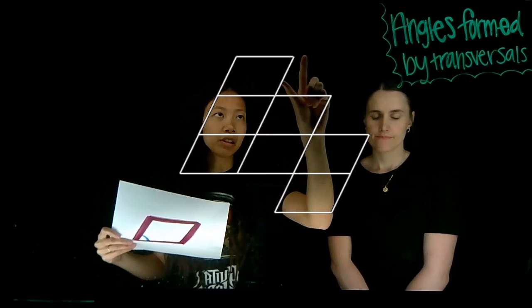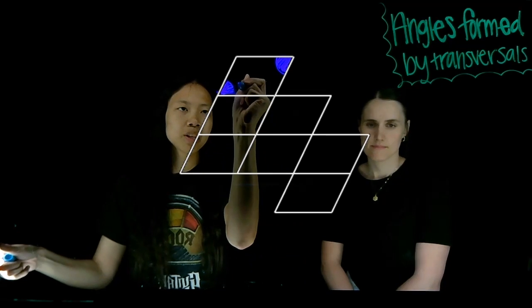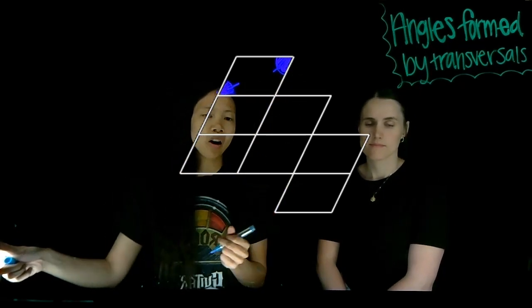Since these angles are congruent, I'm going to color them both in blue. To mark that angles are congruent, we're going to use a single tick mark to show that this angle and this angle are the same size.